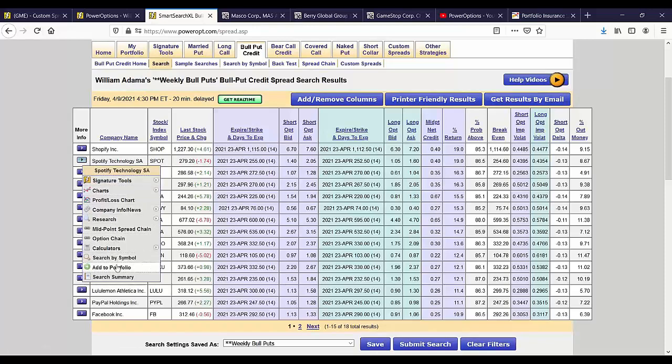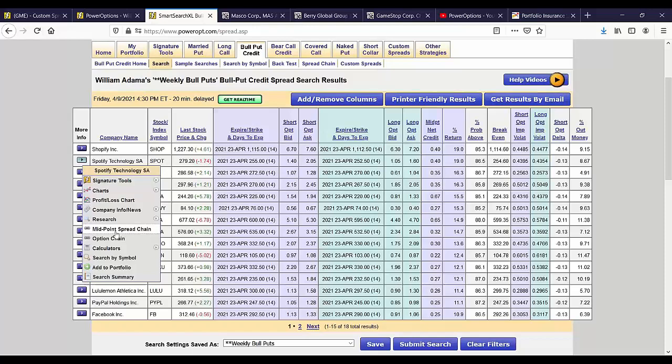In this case, I can link, where is it? Midpoint spread chain. I'm going to link to it right here. And I'm going to see the comparison of the in-the-money bull call debit spread to the bull put credit spread. If it has a higher return, I might go with the bull call debit spread if I feel comfortable, again, that I can get that midpoint.